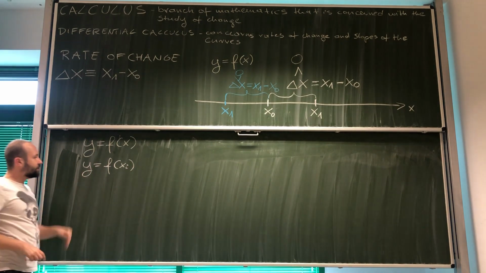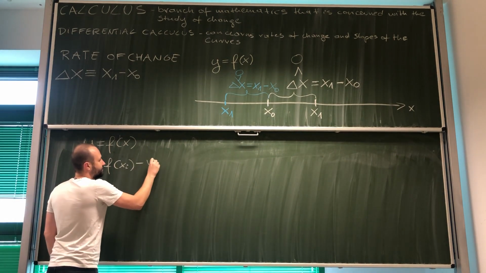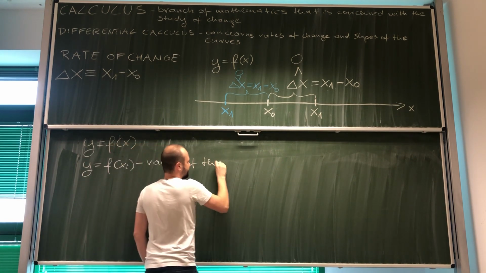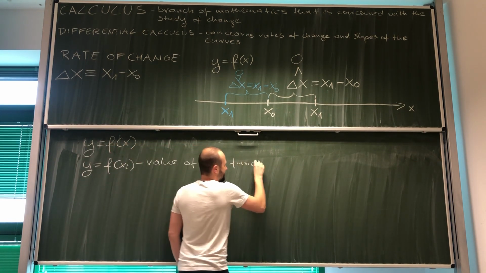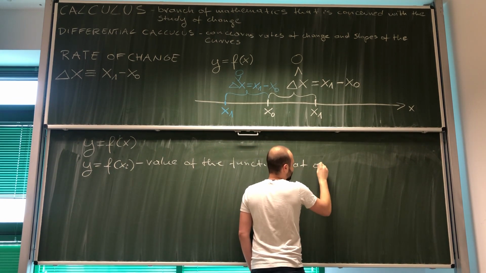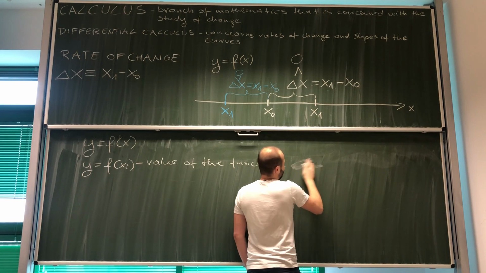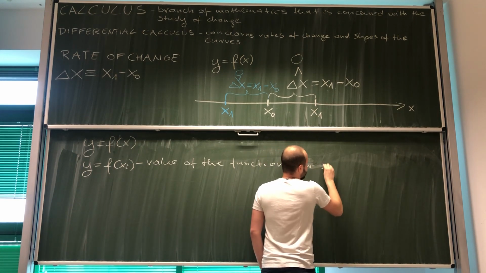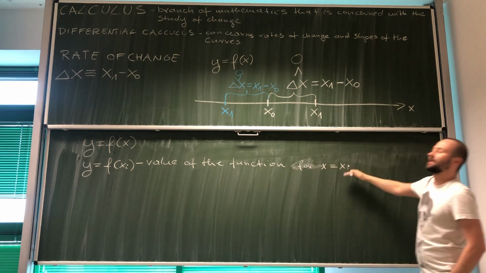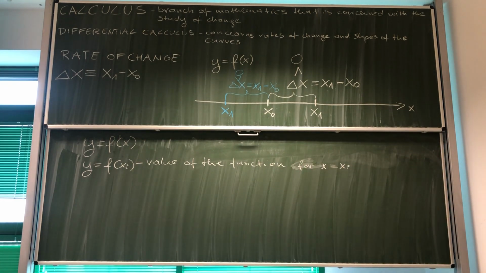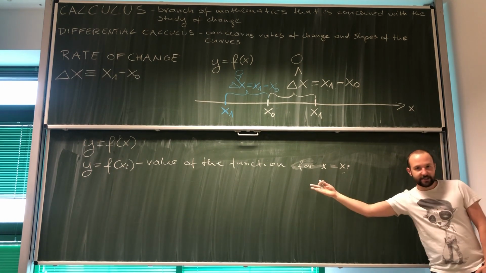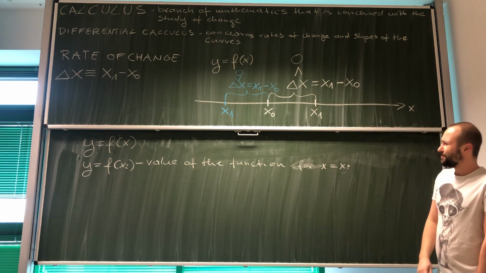So in here we've got the value of the function at x, or x for, maybe, for x equal to x_i, where x_i is a specific number. So we put a specific number and we get a specific value of the function.